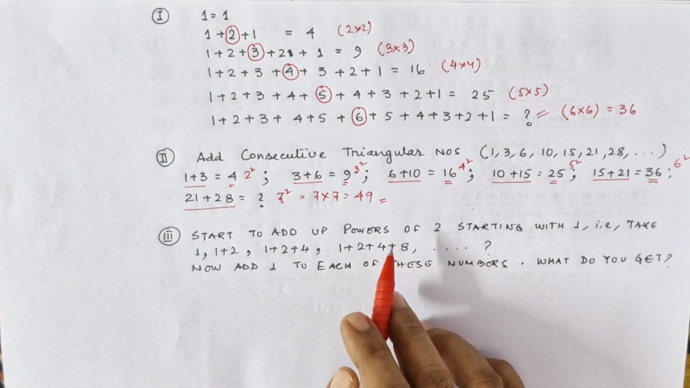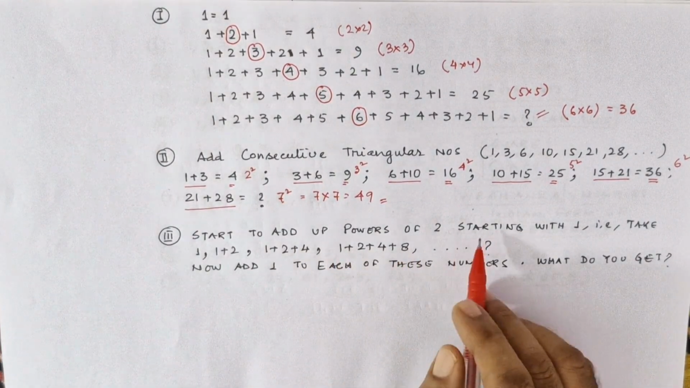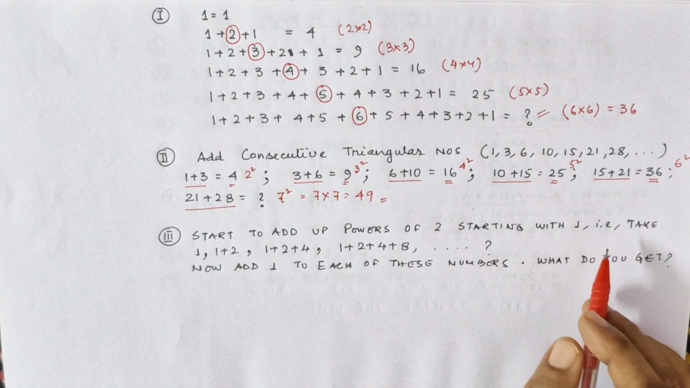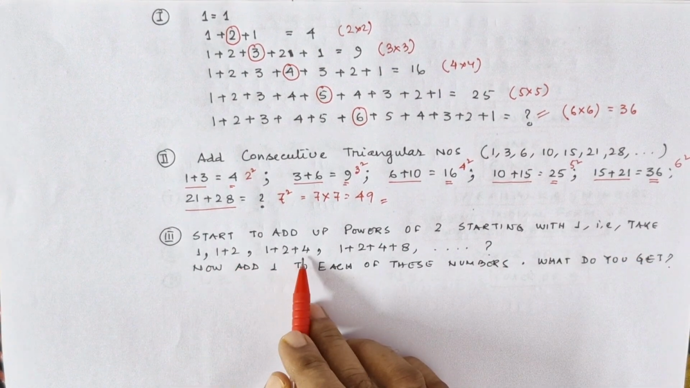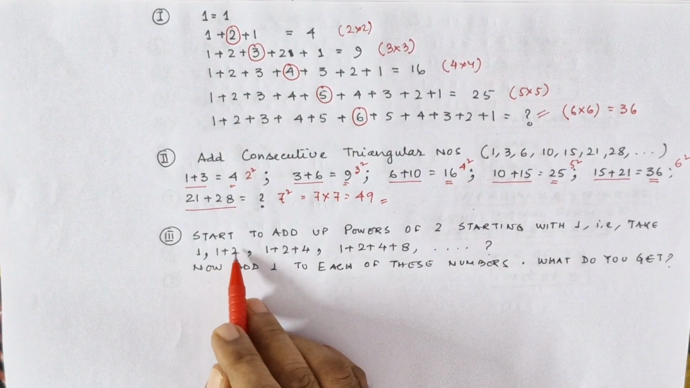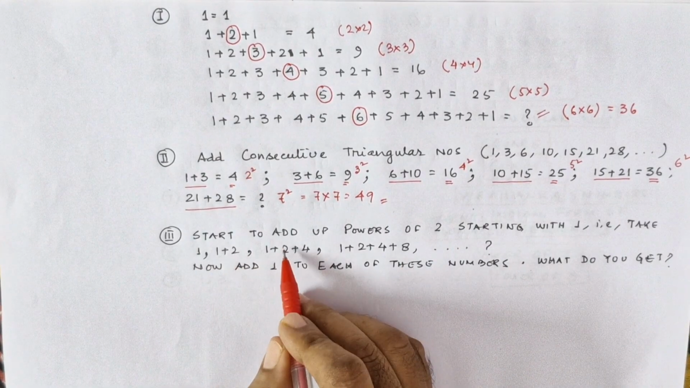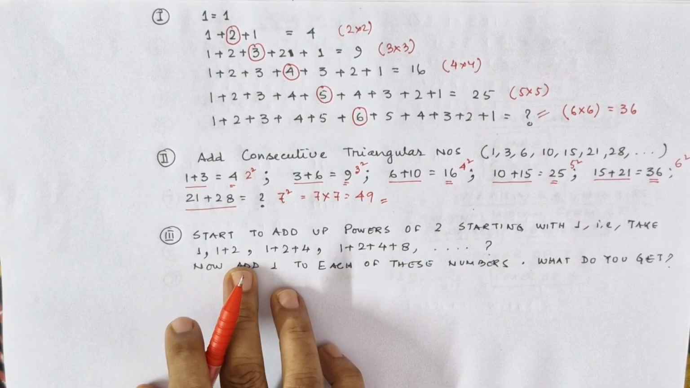Start to add the powers of 2 starting with 1. That is, take 1, 1 plus 2, 1 plus 2 plus 4, 1 plus 2 plus 4 plus 8, right? So you see, these are all powers of 2: 2 squared, 2 to the power 3, 2 to the power 4.